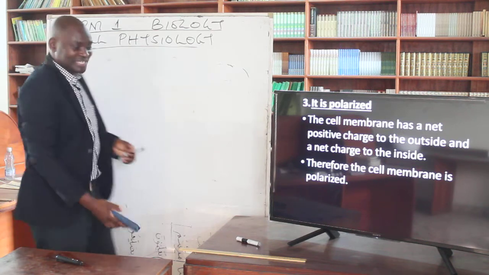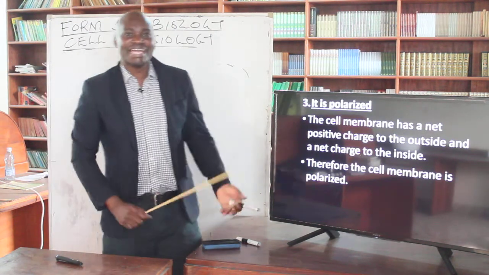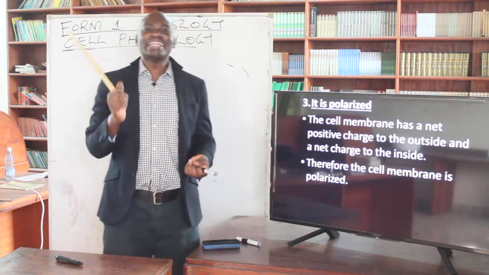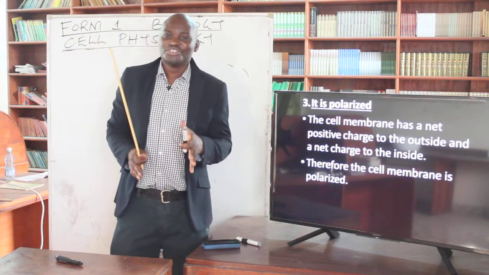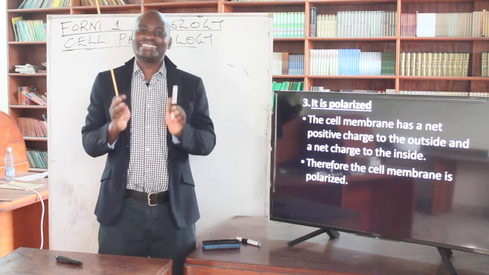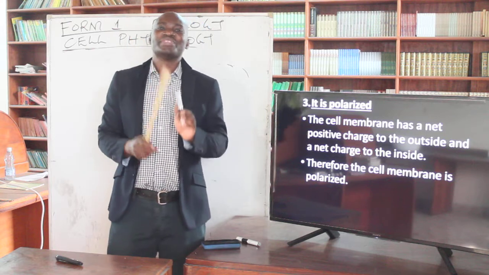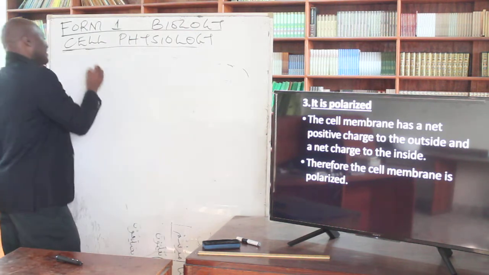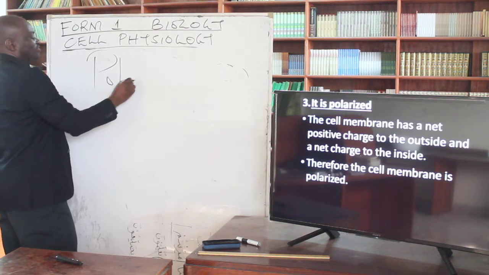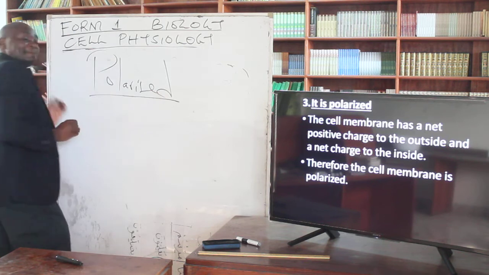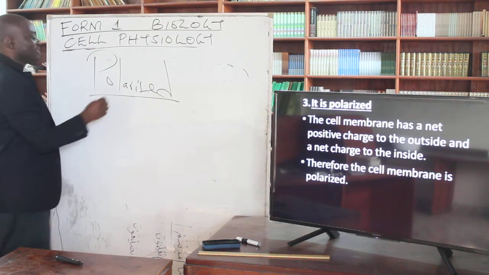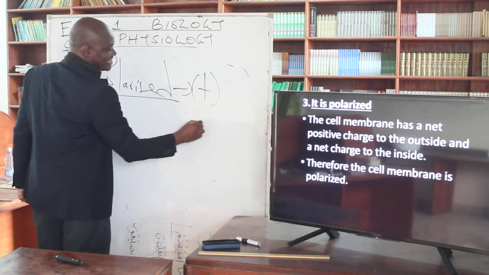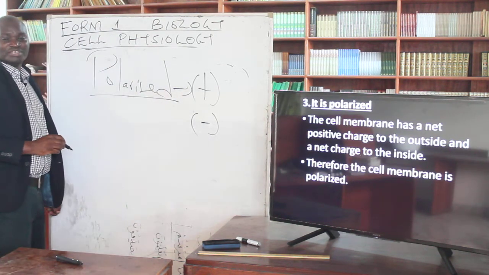Now, we move on to the third point, which is our last point in this case. And in our last point, we are saying that the cell membrane is polarized. The cell membrane has a net positive charge to the outside and a net negative charge to the inside. Therefore, the cell membrane is polarized. I want to simplify this term. Poles. From the term poles. Positive pole and negative pole.